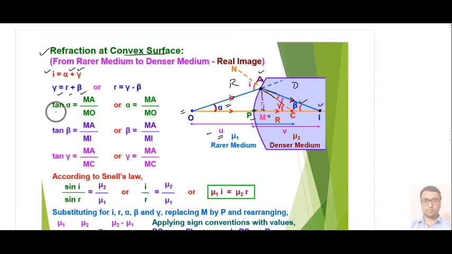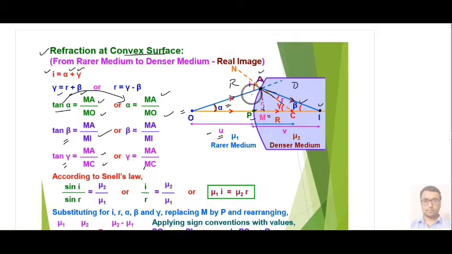And we have three relations, that is tan alpha equals MA upon MO, that is perpendicular upon base. And for a small angle, this tan alpha can be written as alpha. So alpha will be MA upon MO. Similarly, we can determine tan beta also. Here you can see that tan beta equals perpendicular AM upon base MI. Similarly, tan gamma will be MA upon MC.